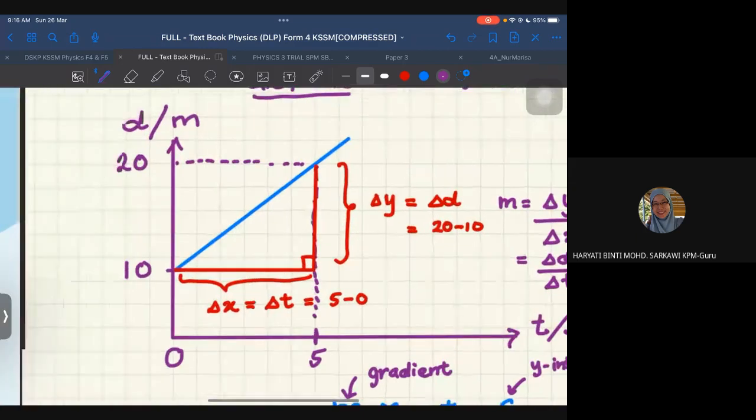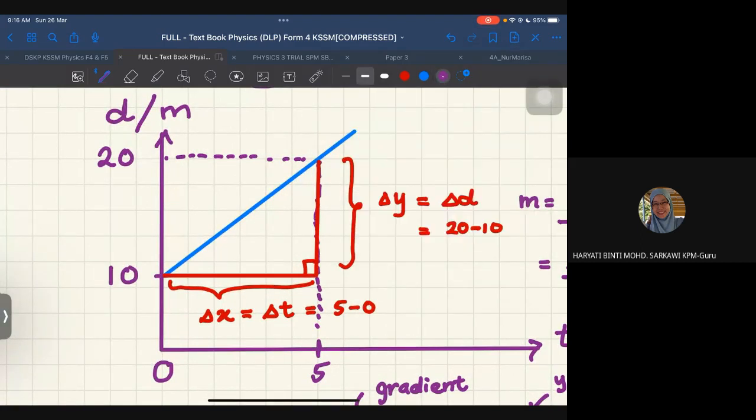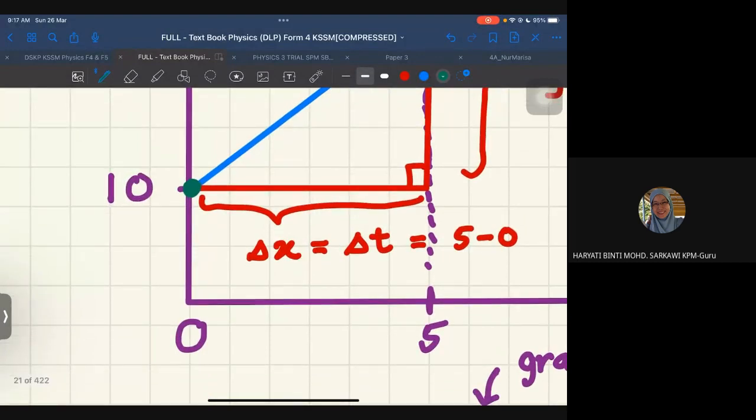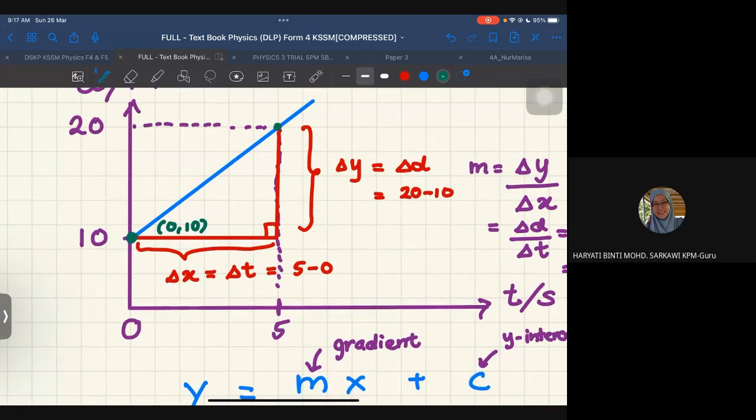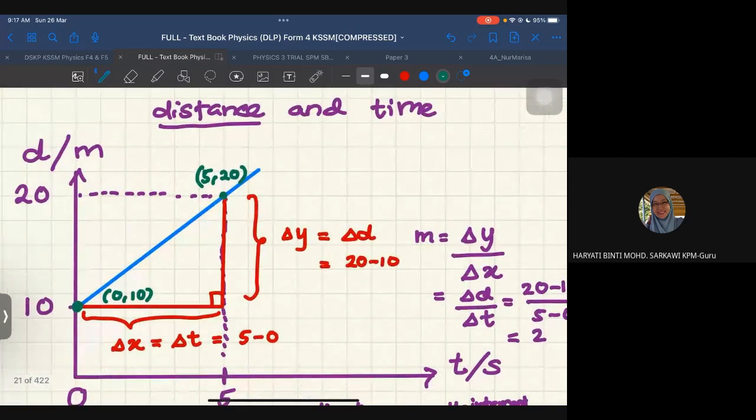Okay, a shortcut, class, to determine gradient will be like this. If you know the coordinates of the points, what is the coordinate at this point? Correct, 0, 10. So I write 0, 10. And what is the coordinate at this point? Correct, 5, 20. So I put here 5, 20. The shortcut to calculate gradient is y2 minus y1 over x2 minus x1.